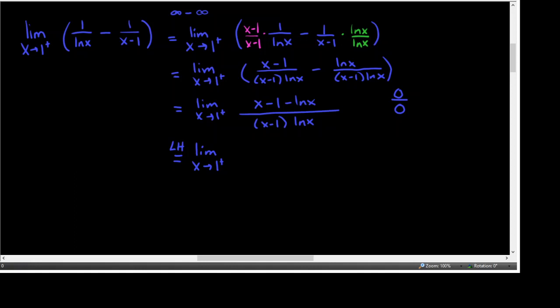All right, so the derivative of x is 1, minus the derivative of 1 is 0, minus the derivative of ln of x is 1 over x. And in the denominator, that's a product, so I have to use the product rule. First function times the derivative of the second function plus the second function times the derivative of the first function. Okay, then let's do a little bit of algebra.